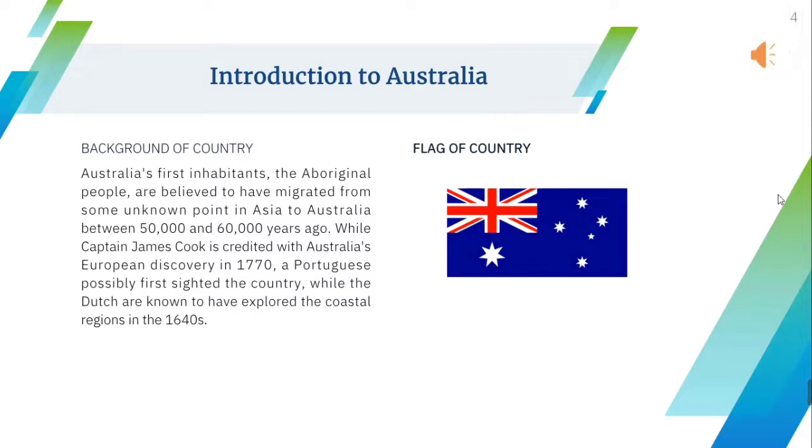First, the background of the country. Australia's first inhabitants, the Aboriginal people, are believed to have migrated from some unknown point in Asia to Australia between 50,000 and 60,000 years ago.